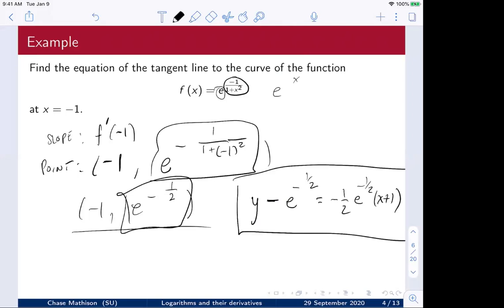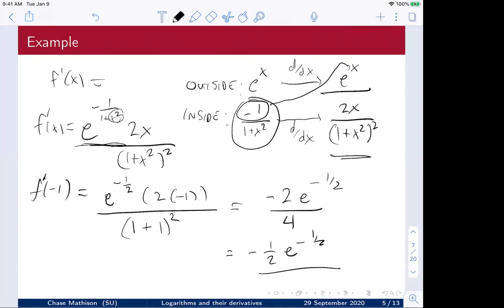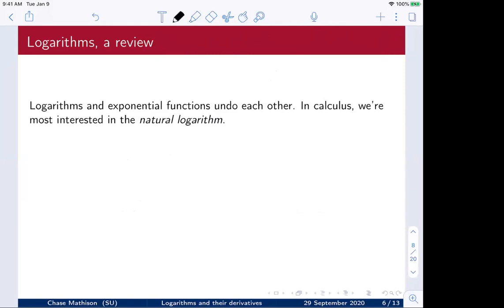Okay, so that was a nice, little bit more than a warm-up to remind us what we learned yesterday. Today we're going to talk about logarithms, the opposite of exponential functions. Logarithms and exponential functions undo each other. In calculus, we're most interested in the natural logarithm. There are other logarithms, but I'm not going to talk about those. It's just more stuff for you to memorize, I feel like. So we're only going to talk about the natural logarithm in here. If you want to learn about other logarithms, it's not that much different, but we're only talking about natural logarithms today and for the rest of the class.